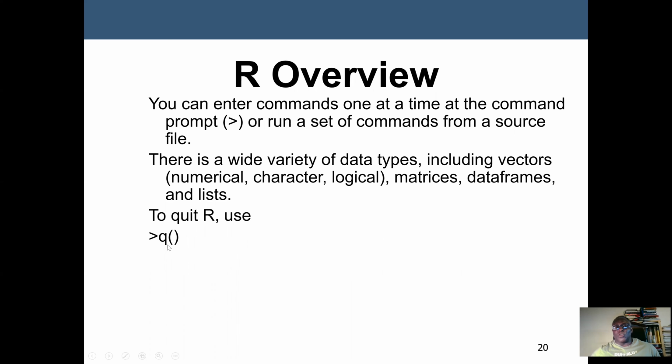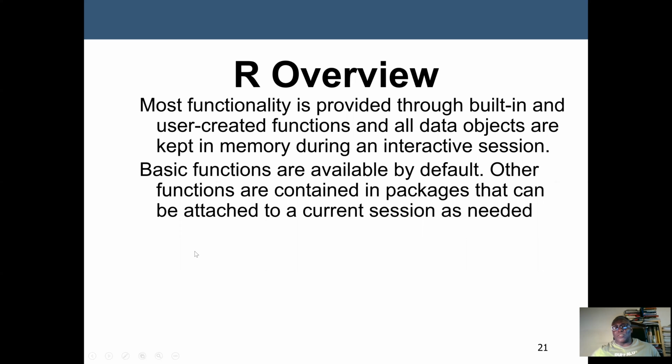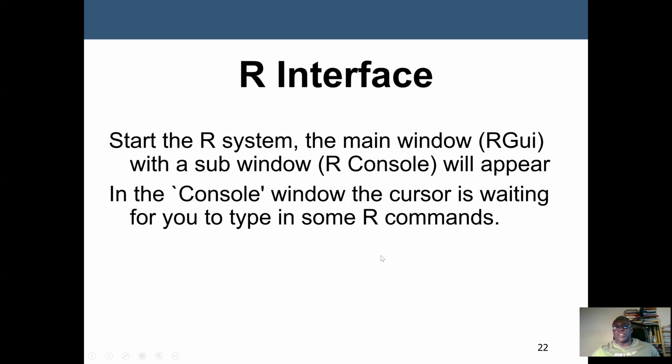To quit R, we use the q function, or quit function. If you are using RStudio, we can also use the menu to exit if you want to close the program. Most functionality is provided through built-in and user-created functions, and all the data objects are kept in memory. Basic functions are available by default, and other functions are contained in packages that can be attached to the current session as needed. When we start R, we get the R interface, the console.